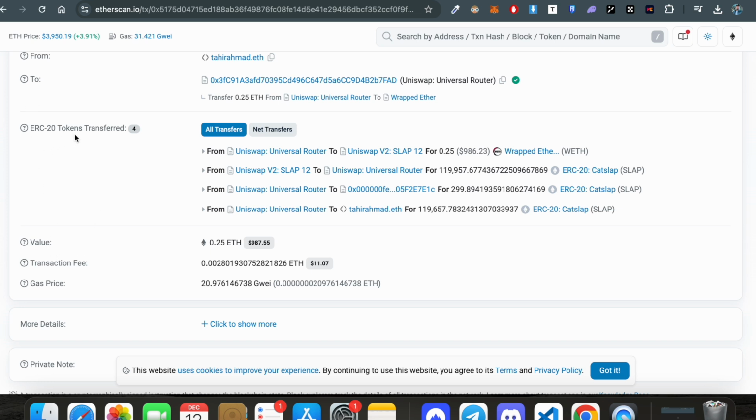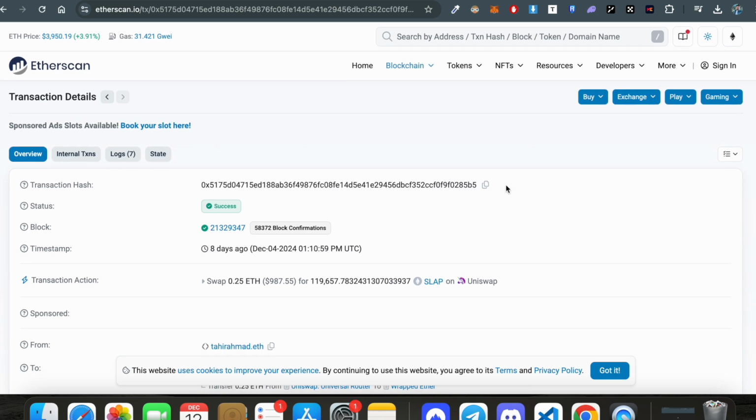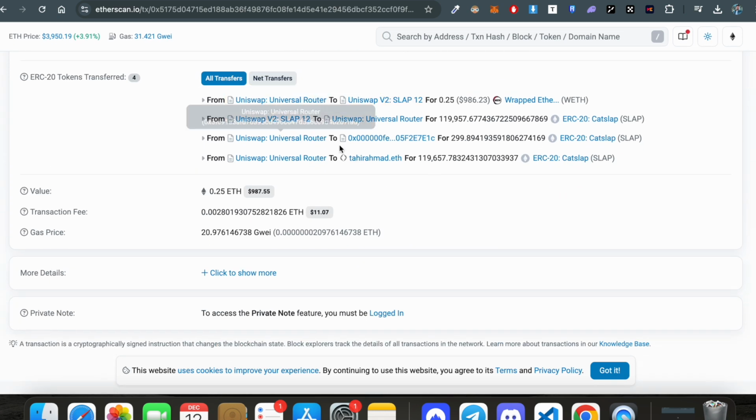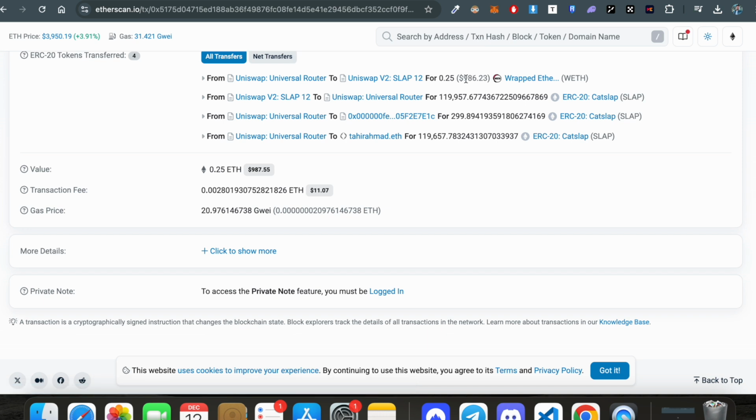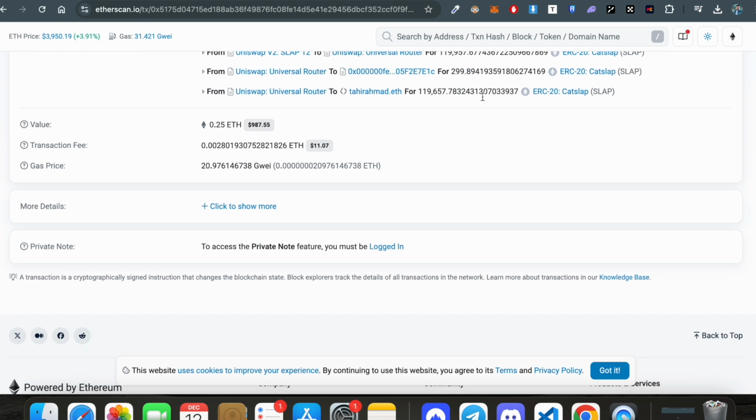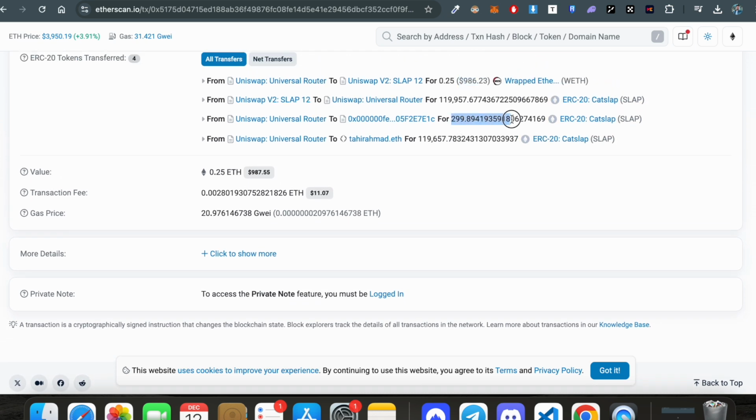And what happened, this is the whole detail of the transaction. So ERC20 transfers happened in this transaction. There are multiple internal calls, multiple internal transactions, but this is the overall transaction with this transaction hash. If you see, on the Uniswap router, SLAP token has been transferred into my wallet using 0.25 ETH. And this is some of the fees that is going to the Uniswap liquidity provider, and this much SLAP has been provided to my wallet.